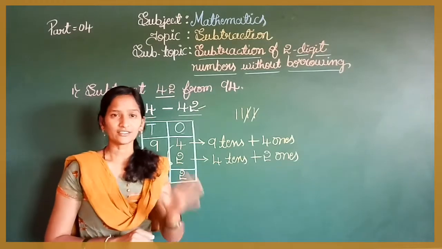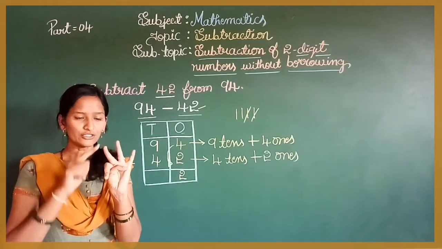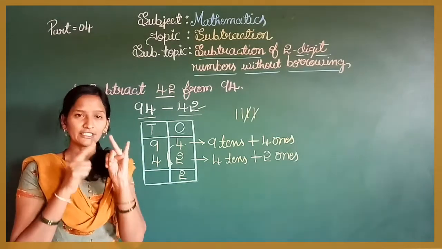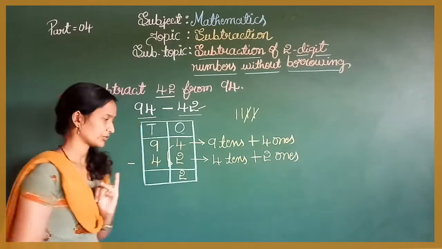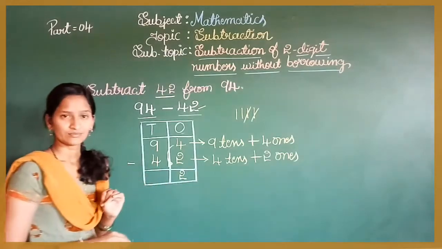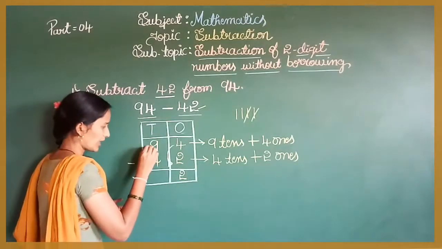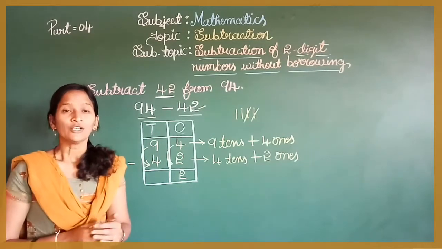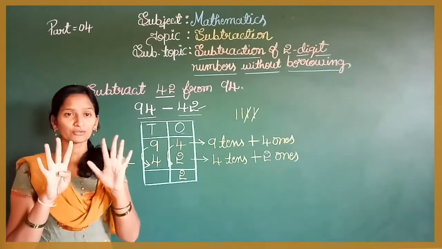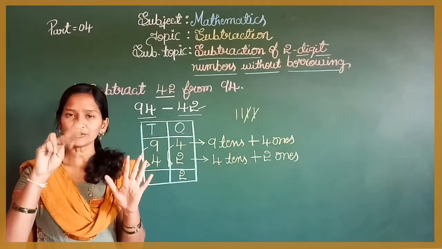Otherwise, in 4 you have to subtract 2. 1, 2. After subtracting 2, how many fingers are left here? 1, 2. So write here 2. Both are correct. So now come to the tens column. 9 minus 4. What is 9 minus 4? So in 9 you have to subtract 4. See, look here. 1, 2, 3, 4.